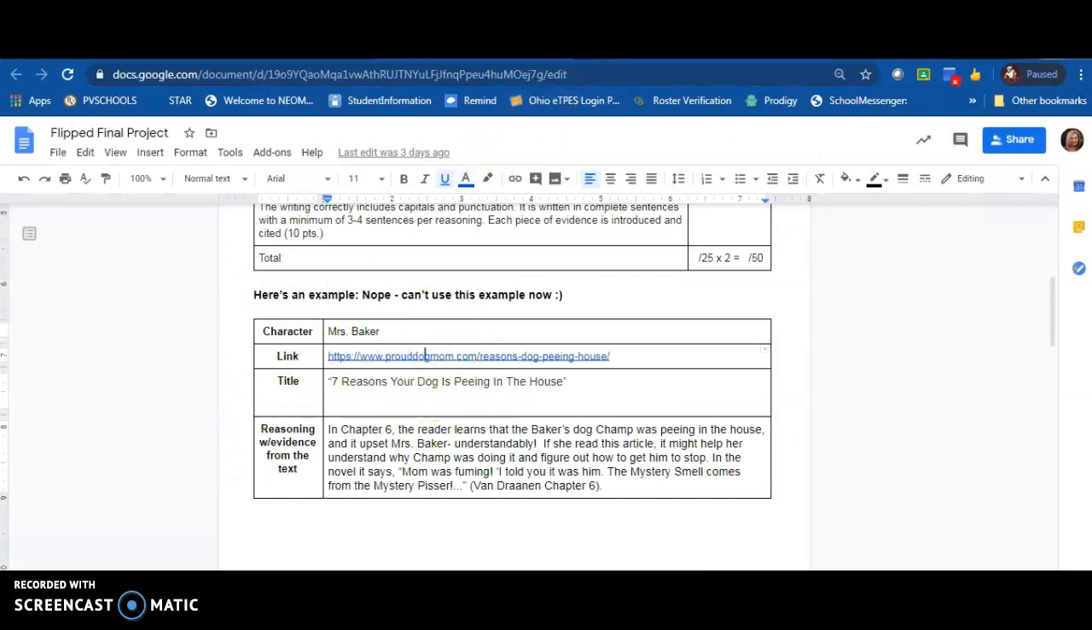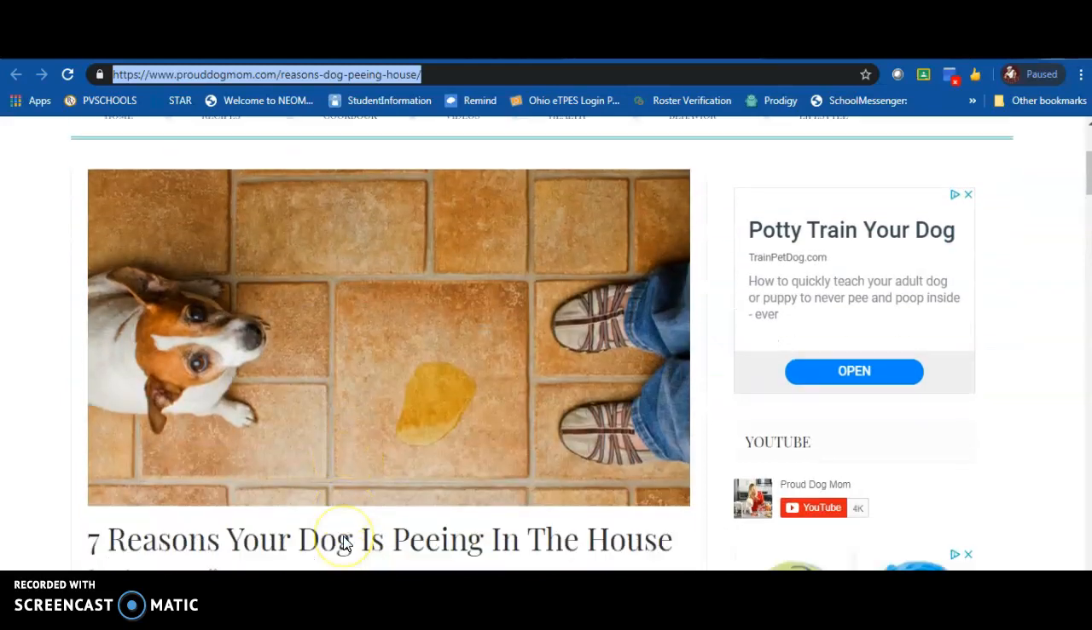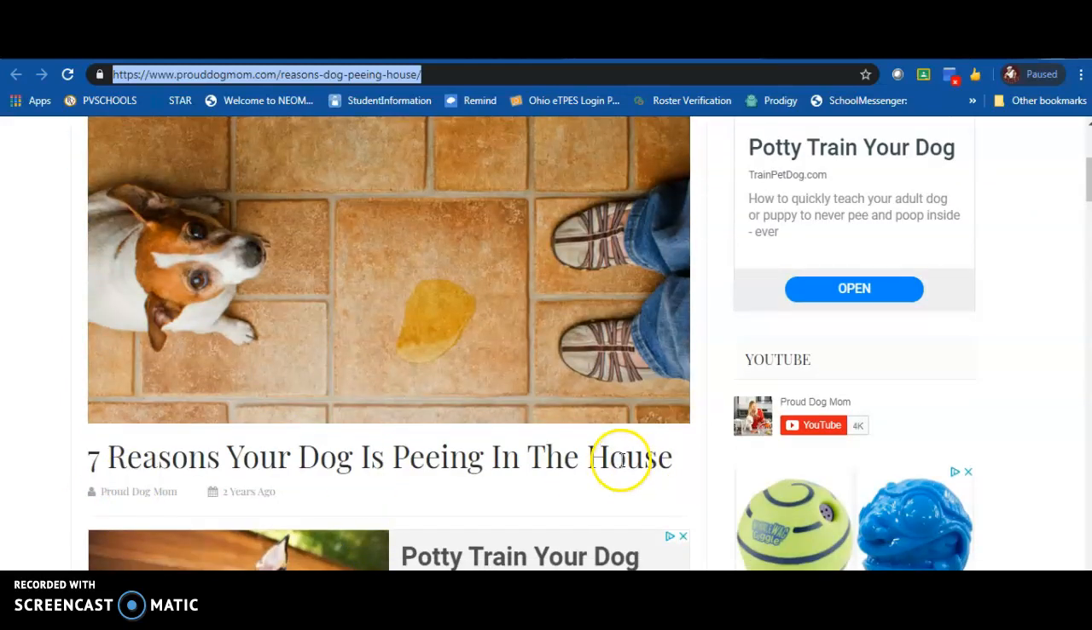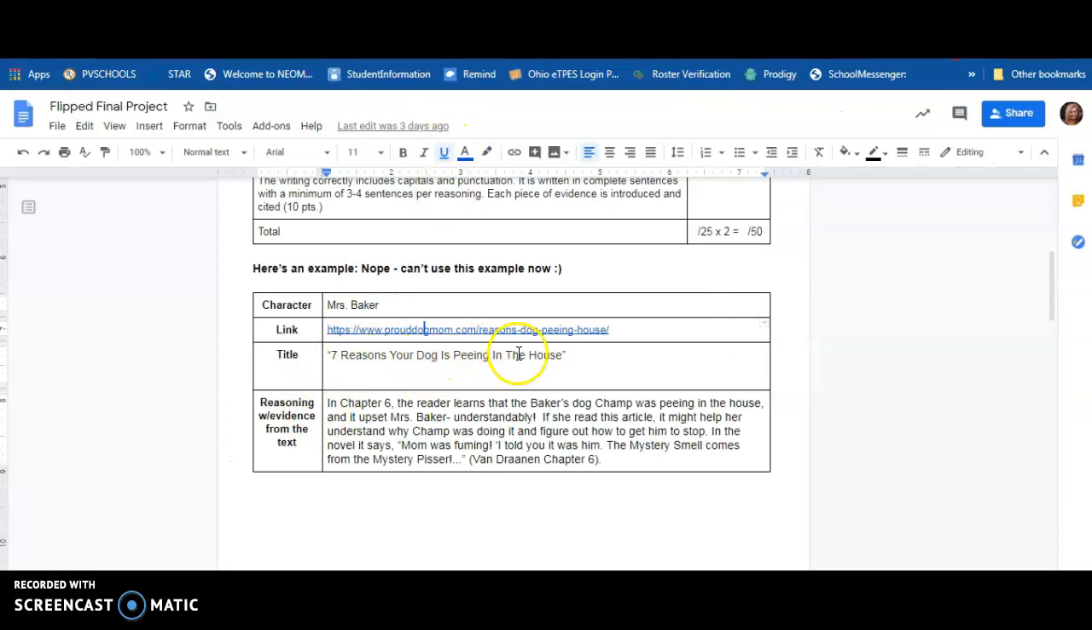The title is "7 Reasons That Your Dog Is Peeing in the House," okay? So I took that title and I inserted it right here with quotation marks around it, all right? Okay. So then down here, I need to explain why Mrs.